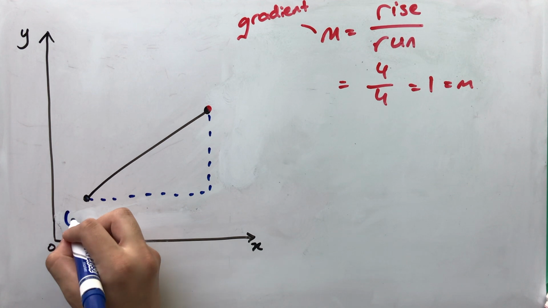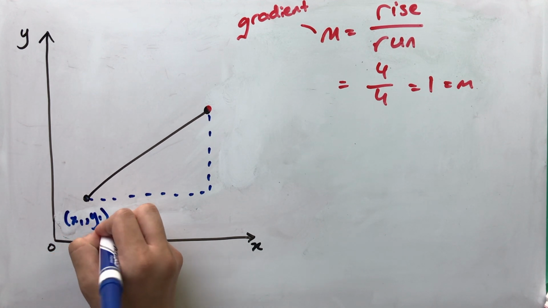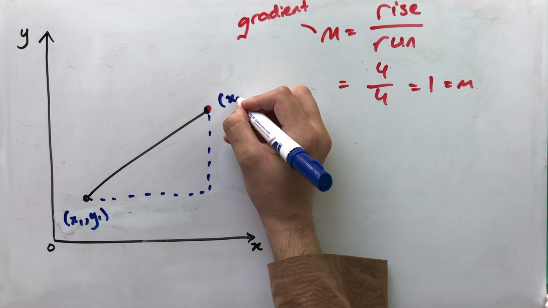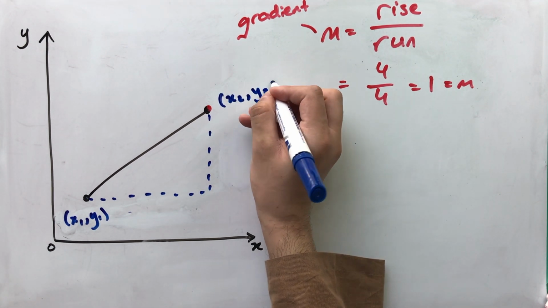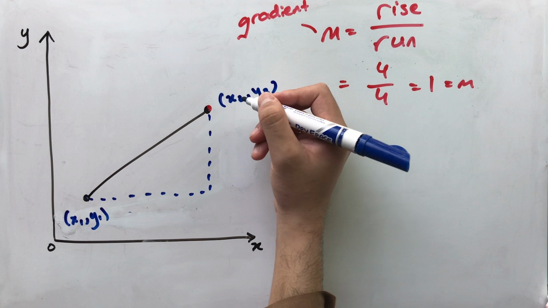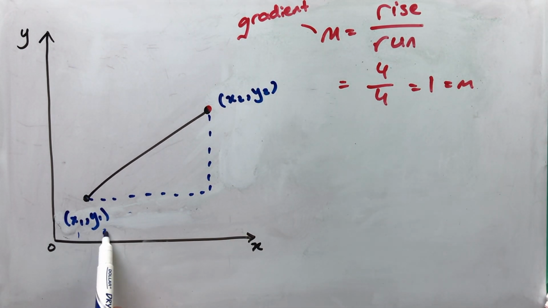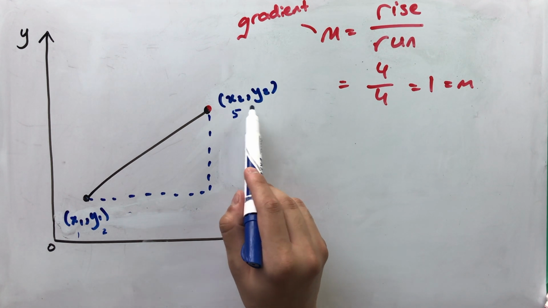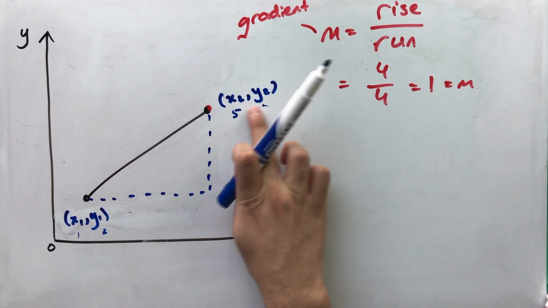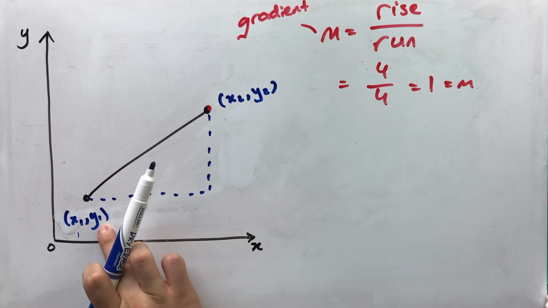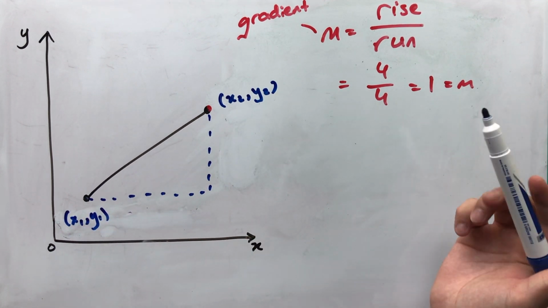let's say this is (x1, y1), and this is (x2, y2), right? So we could say this is the 1, 2 that we had last time, and this is the 5, 6 that we had last time, right? But now we're making it more universal, so it can apply to every type of line.